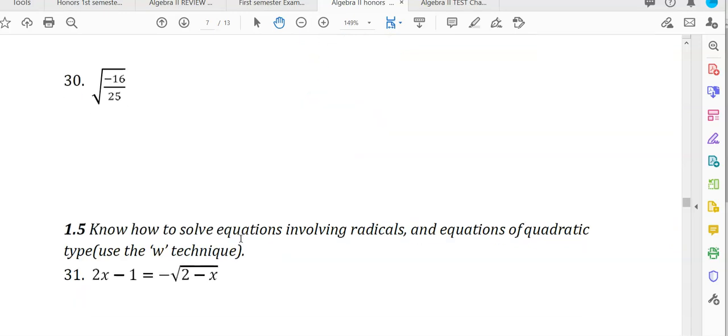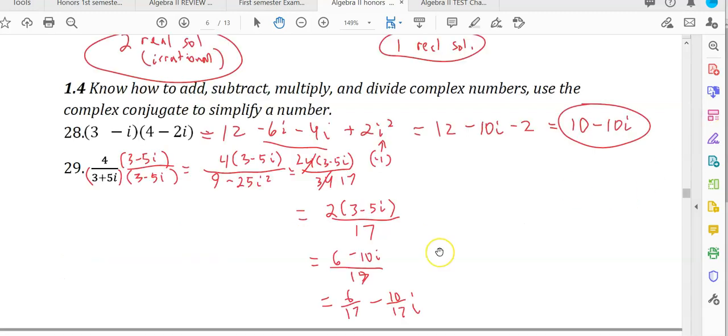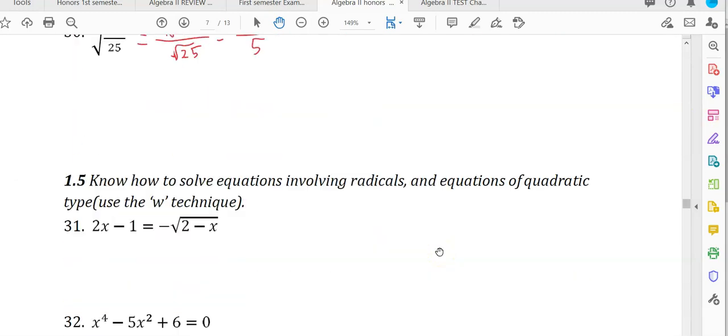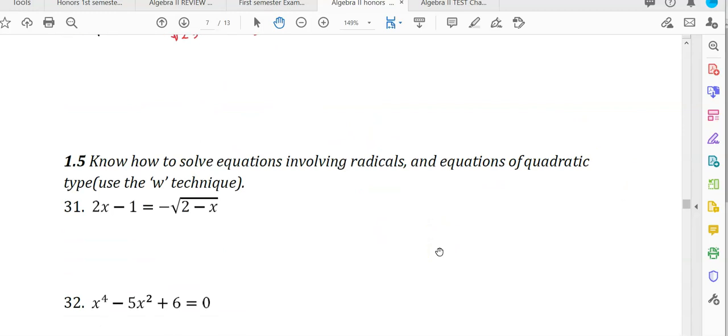Okay, and this one, just be careful of the negative. I might just break this up, negative 16 and square root of 25 here. Hopefully you know the square root of negative 16 is 4i, and that's 5, and so you just get 4i over 5, sorry. Or 4/5 i.